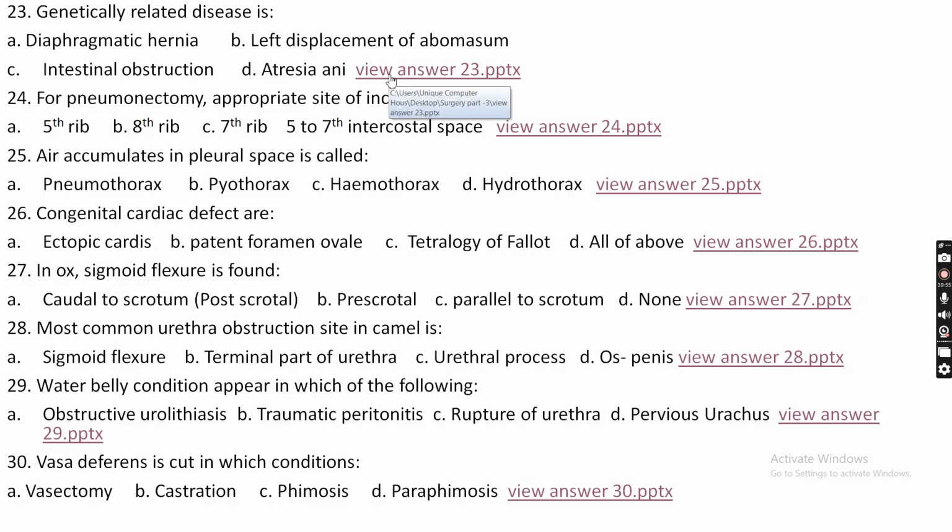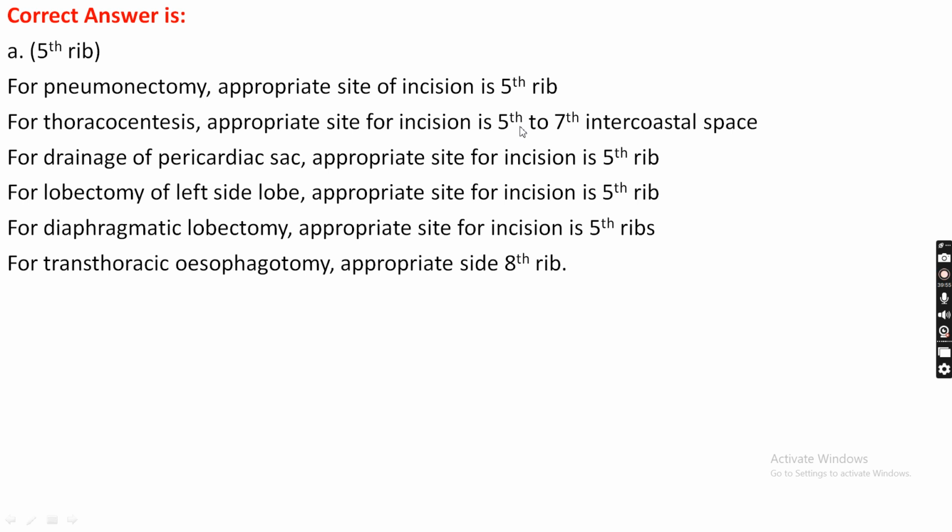Question number 24. For pneumonectomy, the appropriate site of incision is: option A, 5th rib; option B, 8th rib; option C, 7th rib; option D, 5th to 7th intercostal space. The right answer is option A, that is we have to incise at the 5th rib. Okay. To perform pneumonectomy, the appropriate site of incision is the 5th rib. Okay.